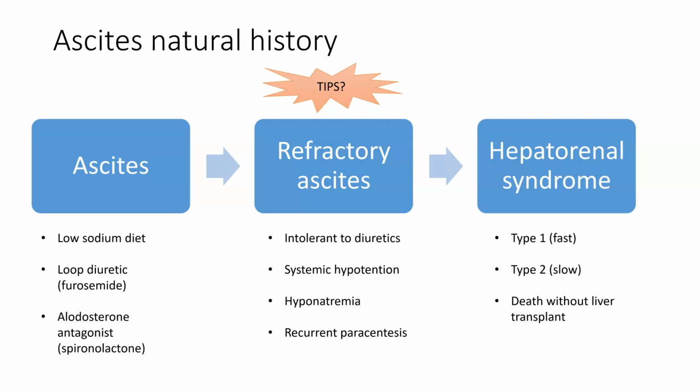And oftentimes, once patients develop ascites, we start to evaluate them for whether a liver transplant would be a good option for them. If this whole system is allowed to continue, the circulatory dysfunction is allowed to continue to worsen, what will eventually happen is the patient will develop hepatorenal syndrome. Hepatorenal syndrome is a progressive worsening and decline of renal function, which can either be fast as type 1 or slow with type 2. And ultimately, this will lead to death without liver transplant.